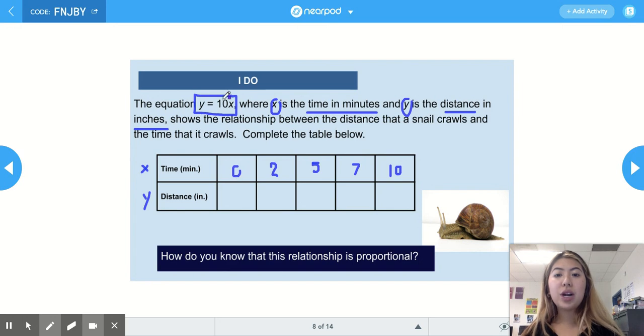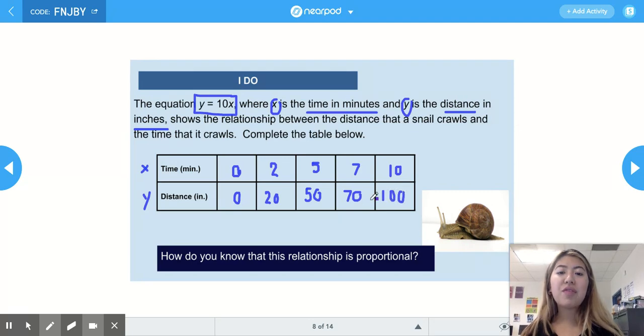And then from here, I'm going to plug in these x values into the equation. So 10 times 0 is 0. When x is 2, 10 times 2 is 20. When x is 5, 10 times 5 is 50. When x is 7, 10 times 7 is 70. When x is 10, 10 times 10 is 100.